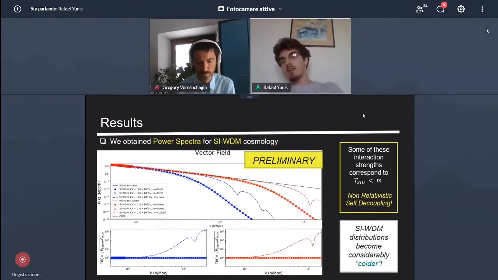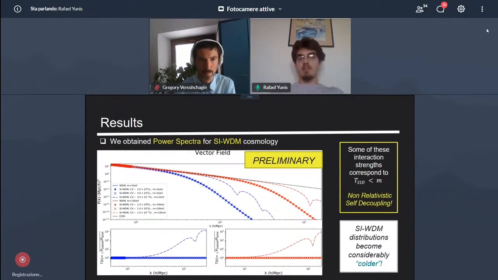We can see in black the cold dark matter prediction, in blue and red two different warm dark matter models, and over them the modified cosmology's self-interacting warm dark matter. We can see that for the ones that correspond to relativistic self-decoupling, the predictions are equal to their equivalent warm dark matter models. But in the case of non-relativistic self-decoupling, the distributions are considerably colder.